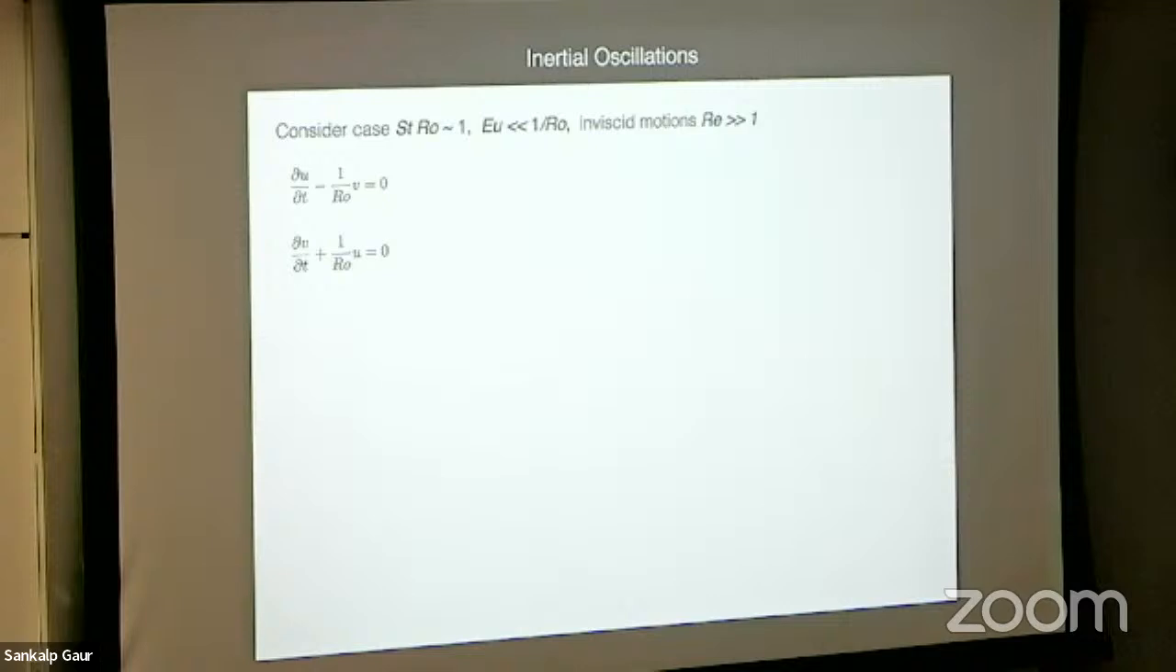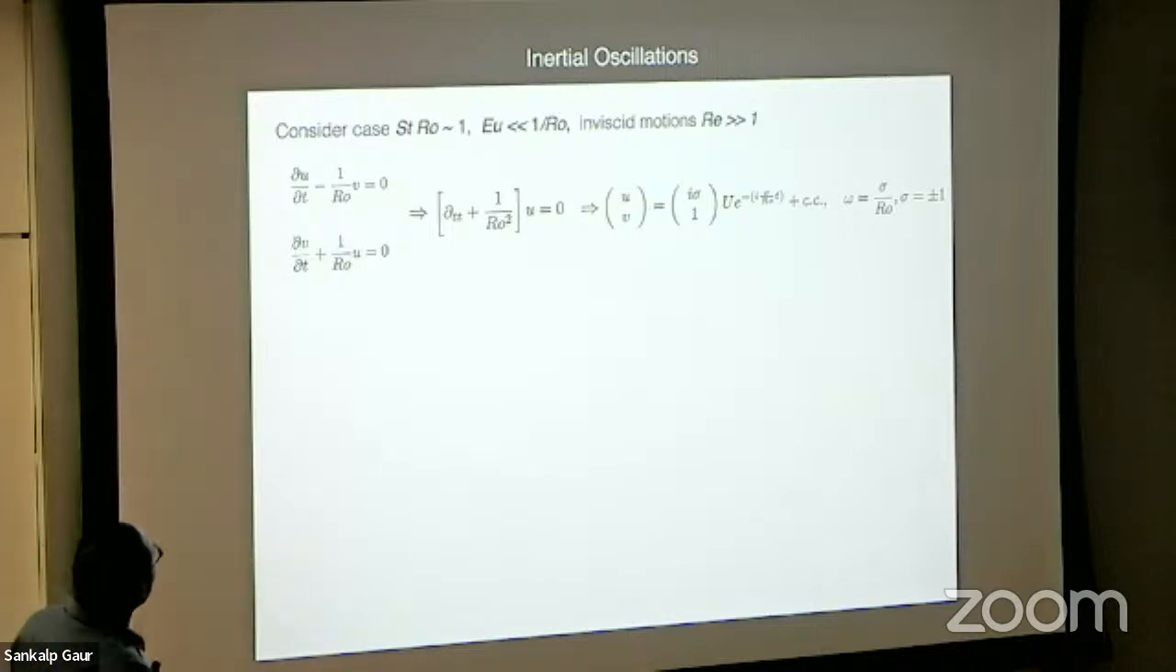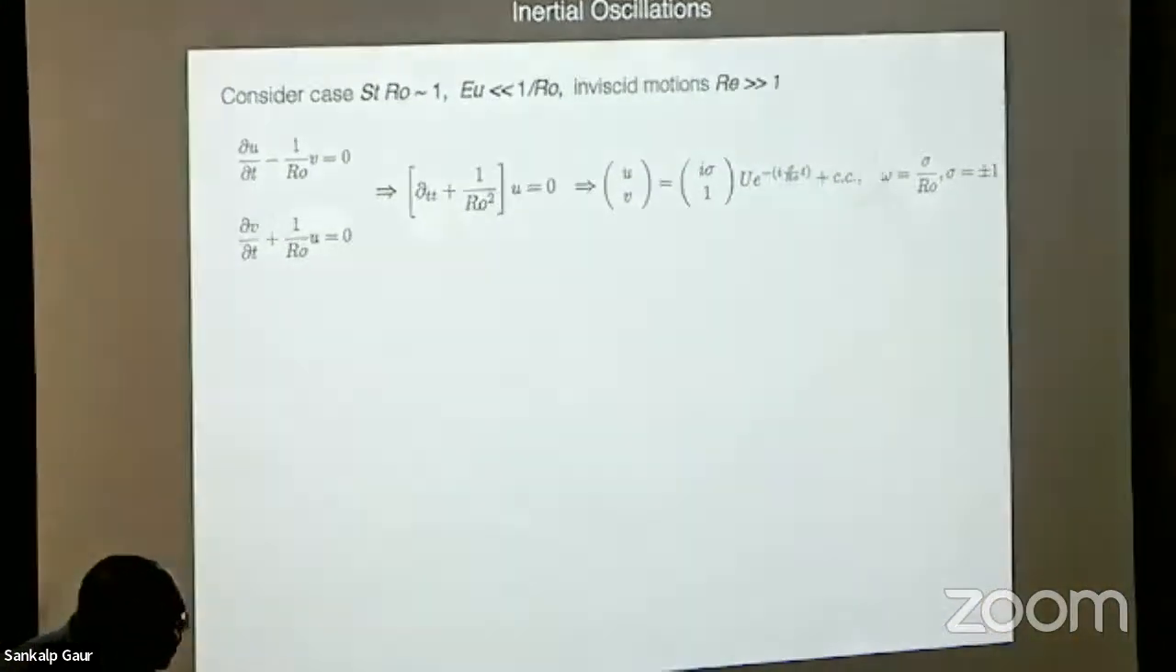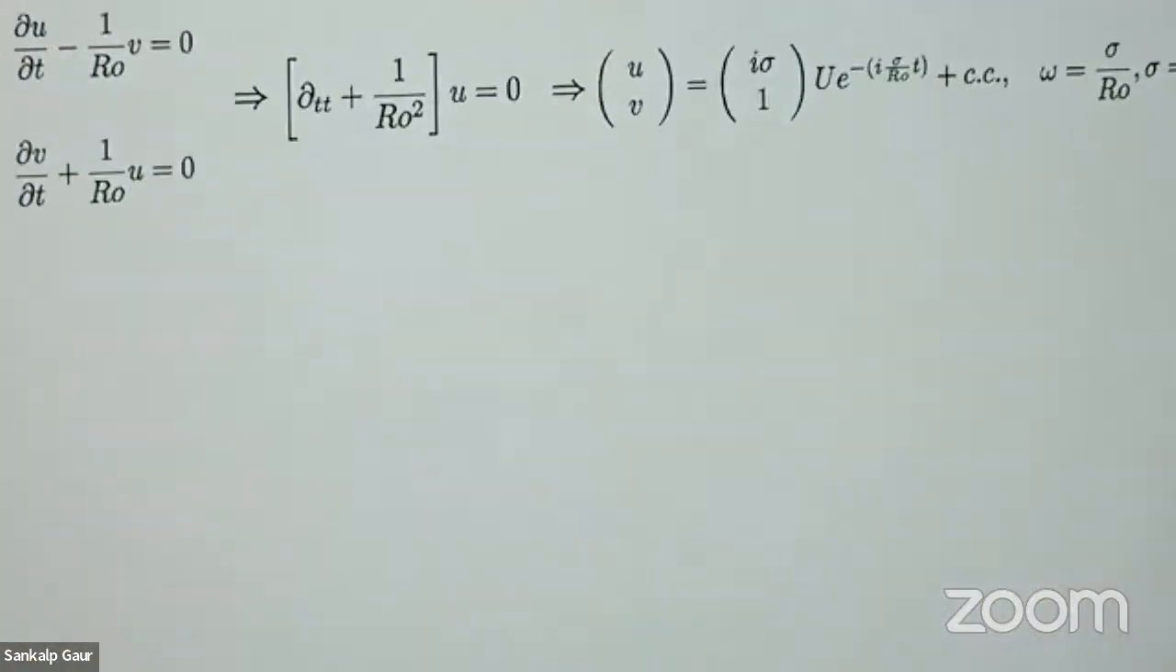Okay, so we can go through this. I think Jeffrey will share notes with you, so I can skip things here. We can do some math, collapse that, and we get a wave equation. We can put an ansatz into that, okay? And we can pull out the solutions to this, and we can get a dispersion relation in this non-dimensional form, which tells you the frequency of the inertial oscillations.